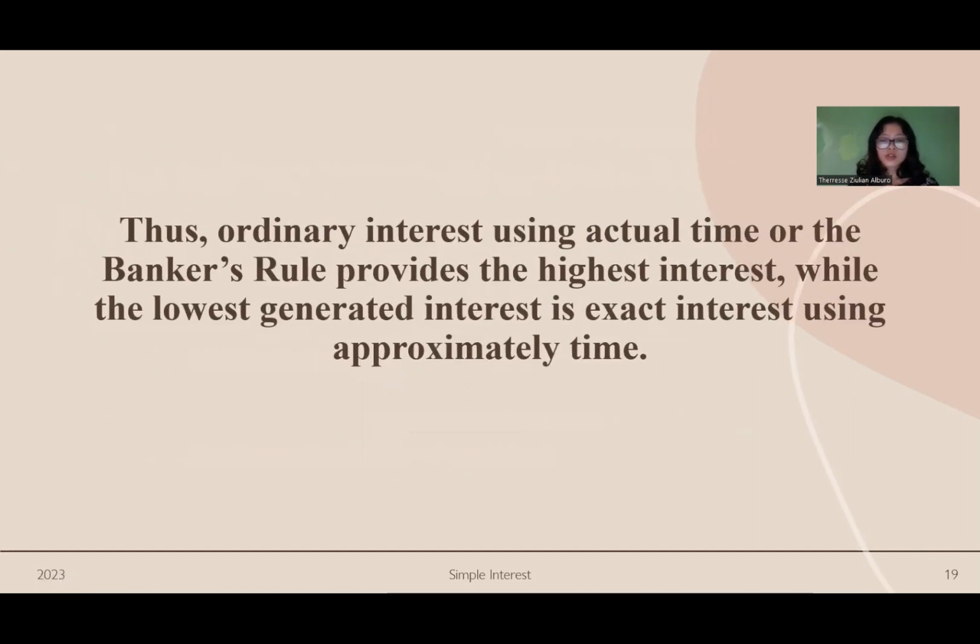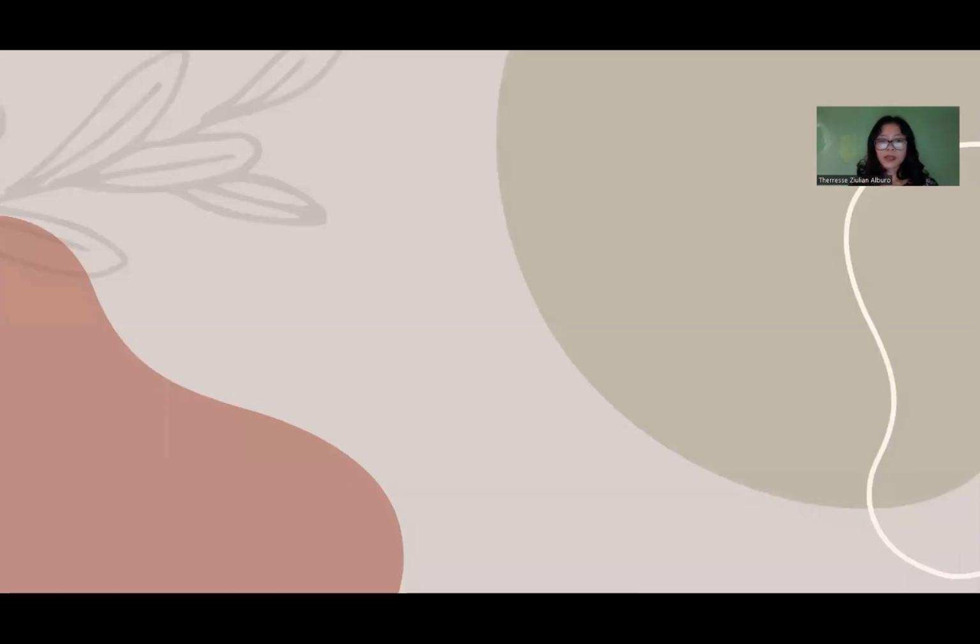Thus, ordinary interest using actual time, or the banker's rule, provides the highest interest, while the lowest generated interest is exact interest using approximate time.